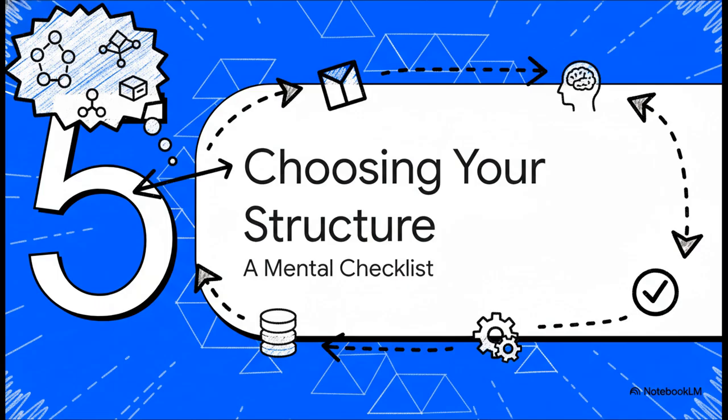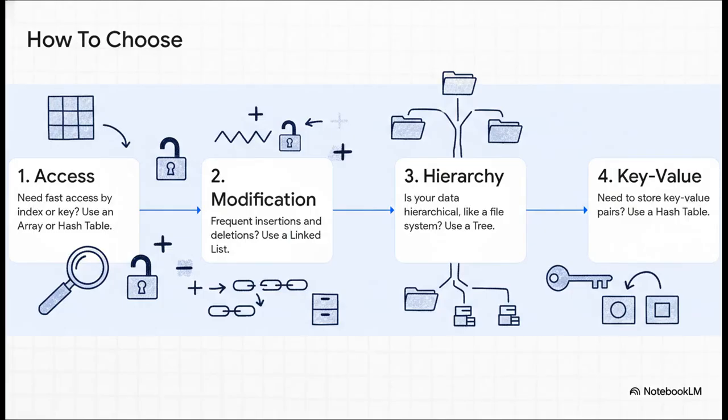So with all that in mind, how do you put it all together and actually make a choice? Well, it's not as scary as it sounds. You can follow a pretty straightforward mental checklist to get started. You just start by asking yourself, what's my number one need? If it's blazing fast access by an index, an array is your go-to. If you're constantly adding and removing data, a linked list is probably your best bet. If your data has a kind of parent-child relationship, like folders and files on a computer, a tree is the natural fit. And if you're just storing simple key-value pairs, a hash table is almost always going to be the right choice.